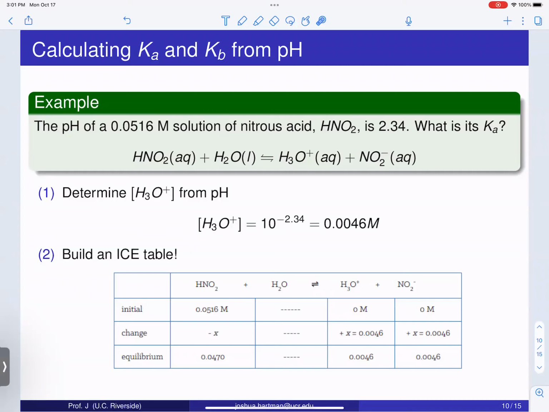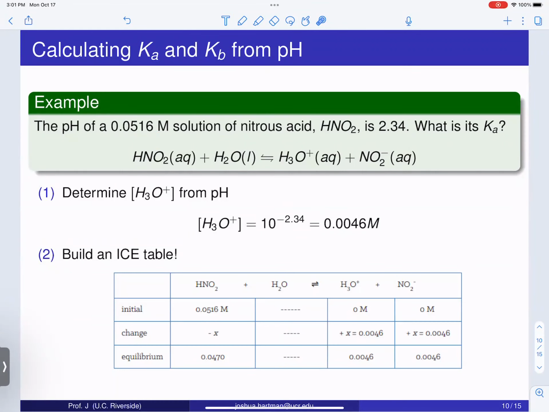I think the best way to jump into this sort of content is just by going directly into some examples and bringing everything together. So in this example, I'm handing you a solution of nitrous acid, and I'm telling you the pH. The pH is 2.34 and the concentration is 0.0516 molar.